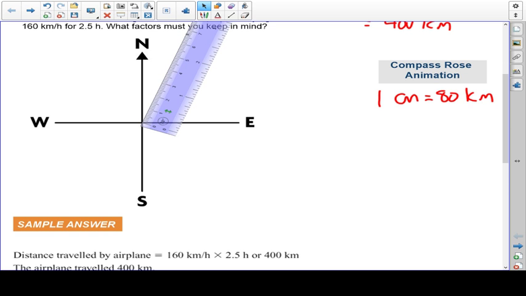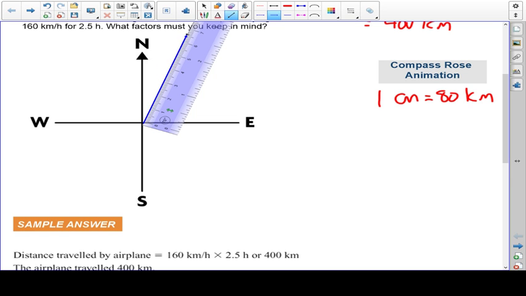There we go. So here's my line that goes exactly 5 centimeters, because you're using a ruler. You have to just go to 5 centimeters. You have to stop it at exactly 5 centimeters because that fits the scale, because 5 times 80 is 400.